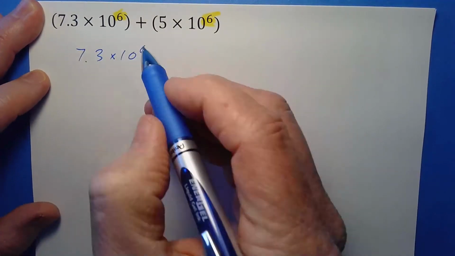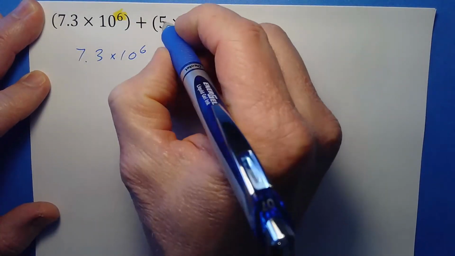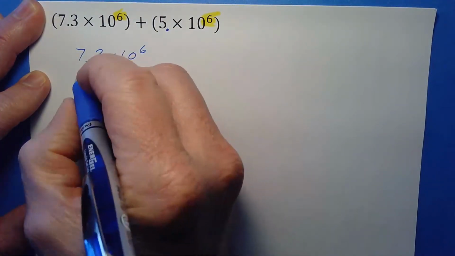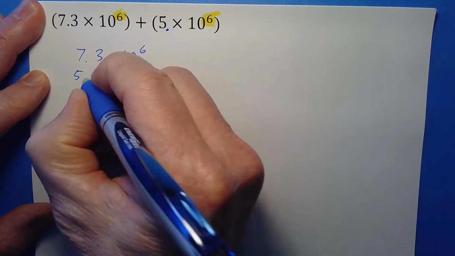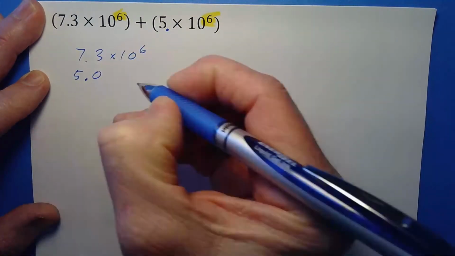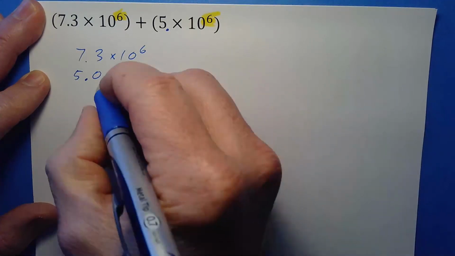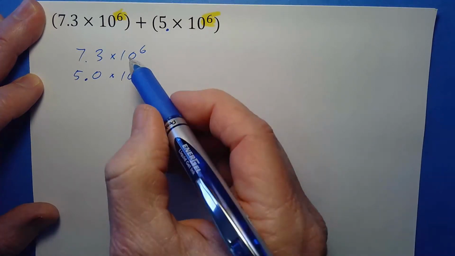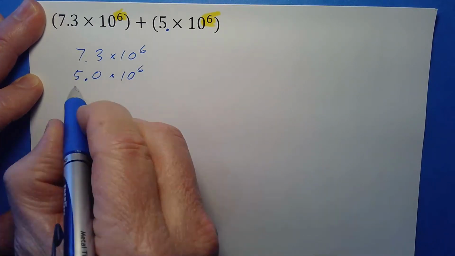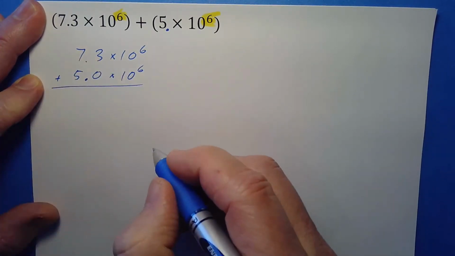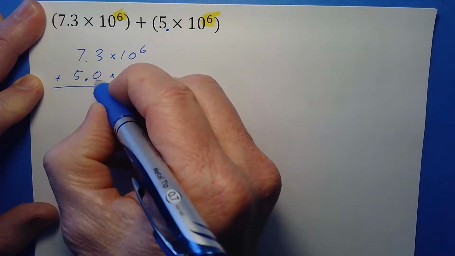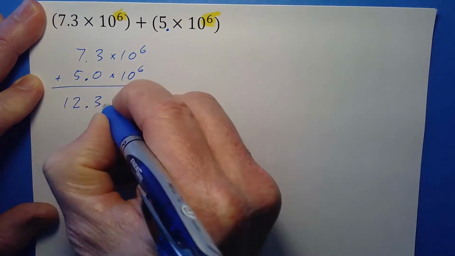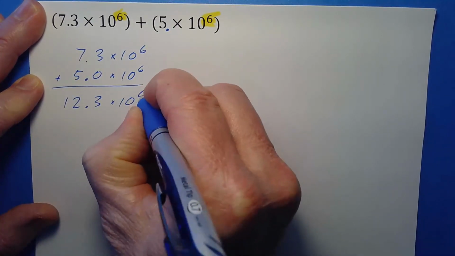Now, this is what's critical. There's an implied decimal point here. You have to line that up with the other one. So make sure that it's right there. This is like saying 5.0 if you like. Again, times 10 to the 6th. We have the same exponents, so everything's great. We add it up, and 7.3 plus 5 becomes 12.3 times 10 to the 6th.